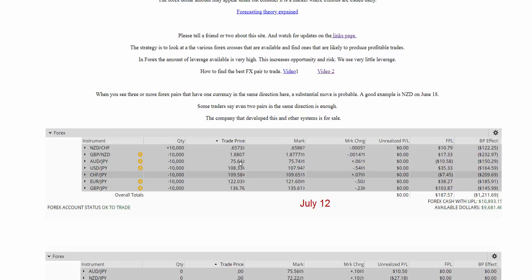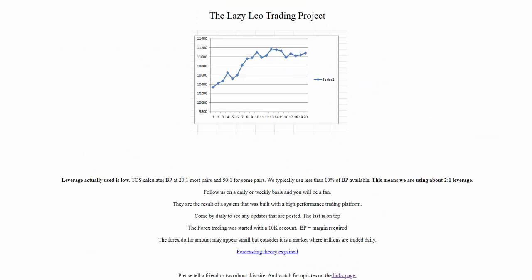Now sometimes you have to have patience, because you can see Lazy Leo here, sometimes his account goes up fast and sometimes it just kind of goes sideways. Okay, so today being the 12th of July, by the end of this month, we should see what happened with the Japanese yen, how well that did.